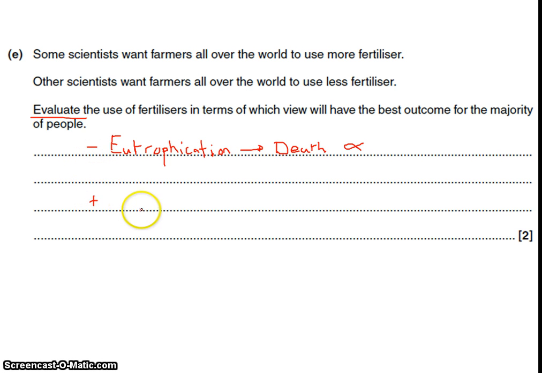Our positive for fertilizers is it increases the yield of our crops dramatically. And so it benefits a large number of people in terms of providing the food. Please don't put that it helps them to grow faster or better. That's too vague. It increases the yield of the crops.